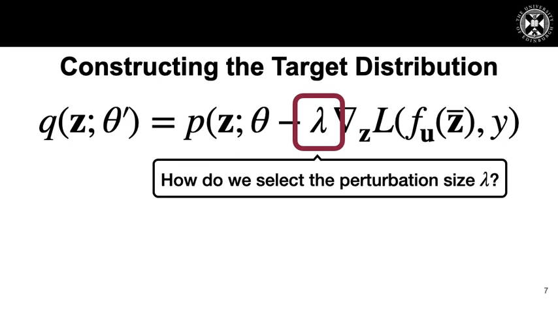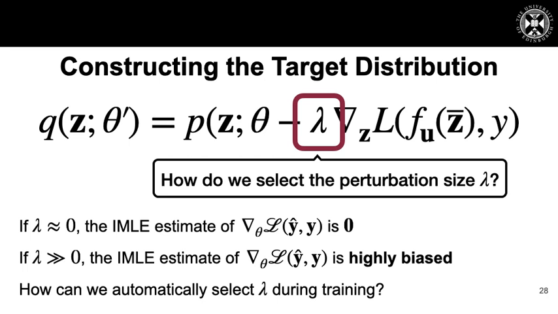One crucial step in this process is constructing the target distribution using the downstream gradient information, because we need to select a perturbation size lambda. And the question is, how do we select this perturbation size lambda? If lambda is close to 0, the solutions obtained using theta and theta prime will be the same, which causes the gradient estimate to be 0. On the other hand, if lambda is too big, the gradient estimates will be highly biased. And the question is, is there a way we can automatically select lambda during training?